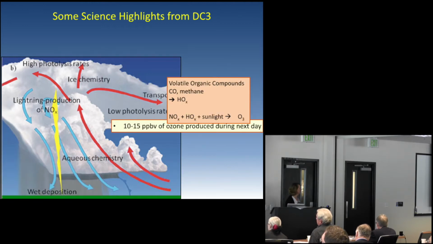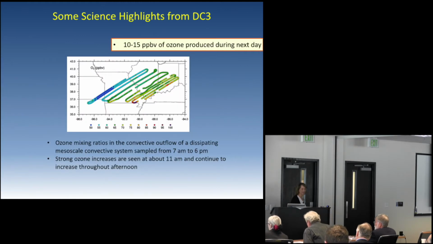And so that's where I want to move to next, is figuring out how much ozone is getting produced from these thunderstorms. And that's something I can show here. So what we're seeing is that there's about 10 to 15 parts per billion of ozone being produced over the next day. And that's in comparison to having 50 parts per billion of ozone in the background. This is a really nice example. We went out to sample a thunderstorm, actually a mesoscale convective system again.